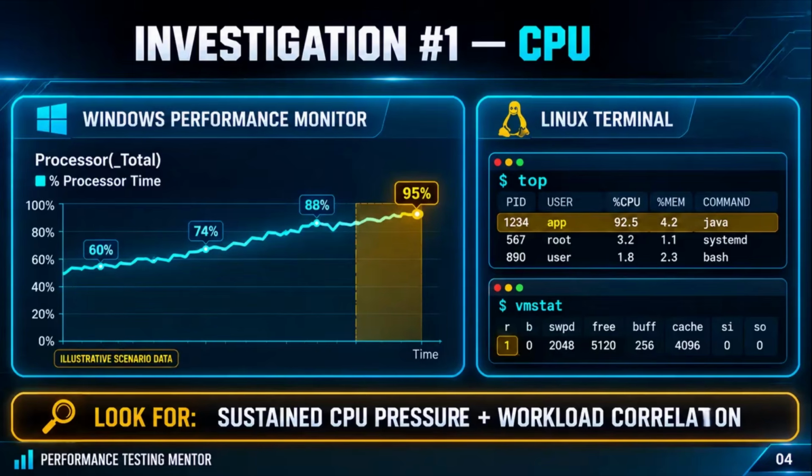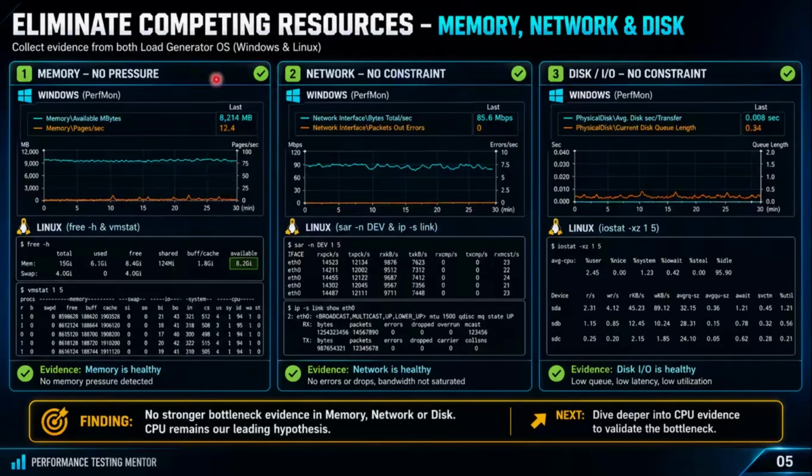To answer that, I need to investigate the major resources. Now let's eliminate competing explanations. First, memory. On Windows, I would examine memory available bytes and supporting paging indicators such as pages per second. On Linux, I use free -h and vmstat. I am looking for actual evidence of memory pressure. For example, declining available memory together with increasing paging or swap activity would be important evidence.